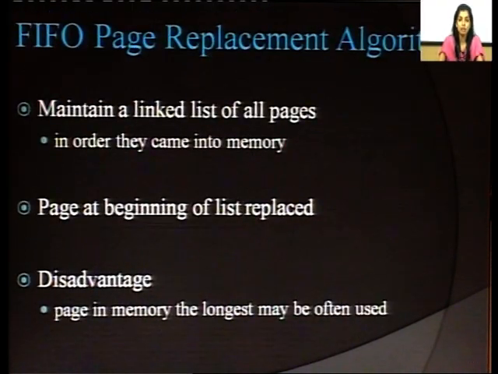So, third is the first in first out page replacement algorithm, that means the page that comes first goes out first. Okay, that means the page that came first is replaced first. Maintain a linked list of all pages in the order they came into memory. The page at the beginning of the list is replaced. The disadvantage of FIFO is that the page that has been in main memory the longest may still be used. That means the page that came in first may be required for a long time. Okay, so this is the disadvantage of FIFO.